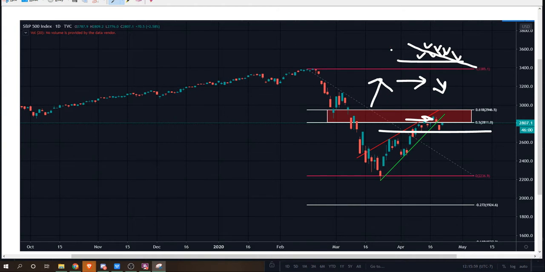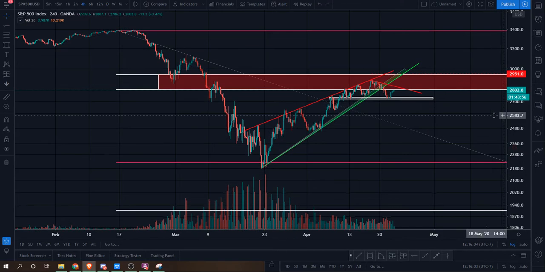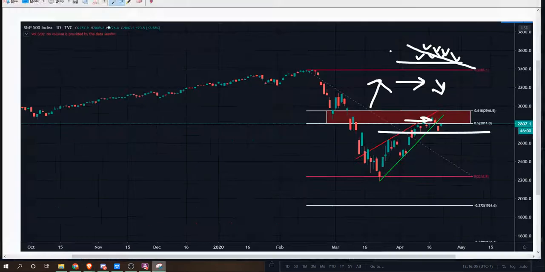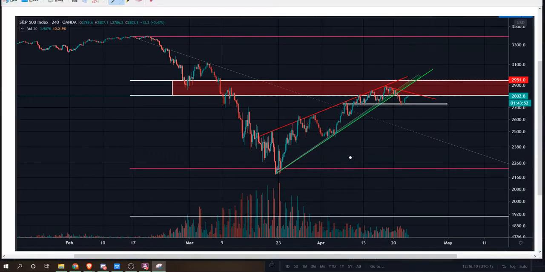And now we'll get into the 4 hour chart to discuss the current price action. So this is the 4 hour chart, like I said before. Let's take a picture of it yet again, and then we'll discuss what we currently see in basically the middle of March until now.